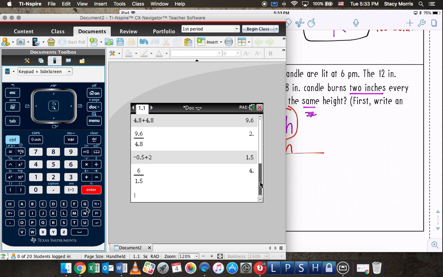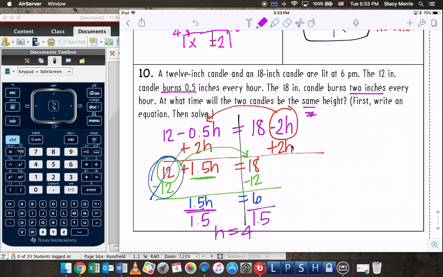So what that means, the question was, at what time will the two candles be the same height? So this is really important. After 4 hours, they're going to be the same height. If the candles were lit at 6 p.m., so 6 p.m. plus 4 hours, what time is that going to be is the question. If you count from 6, you add 4, then hopefully you know that that's going to be 10 p.m., right? 6, 7, 8, 9, 10. So at 10 p.m., both candles are going to be the same height.